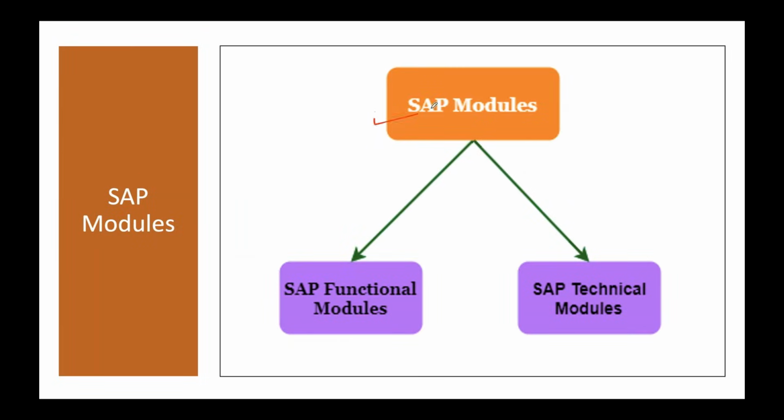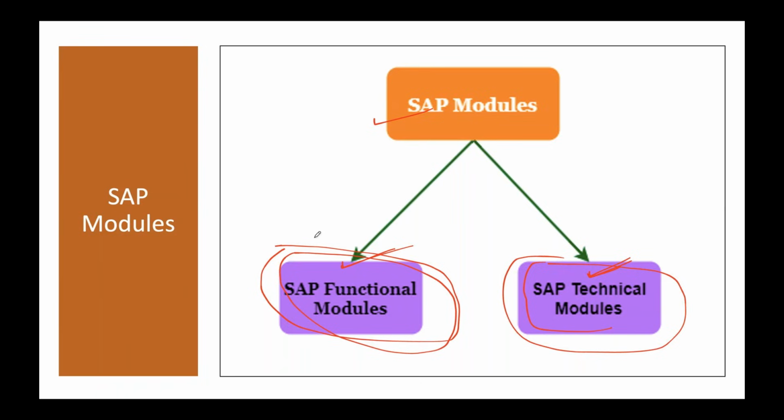Now we will talk about SAP modules. Basically in SAP, you have two types of modules, functional modules and technical modules. Functional modules take care of the business processes, like purchasing, sales, manufacturing, planning, finance. Whereas technical modules take care of the back end programming. You might have heard of ABAP and Basis. Those come under technical modules. Technical modules take care of the back end programming, whereas functional modules take care of the respective business processes.